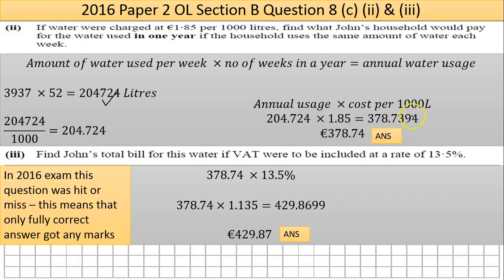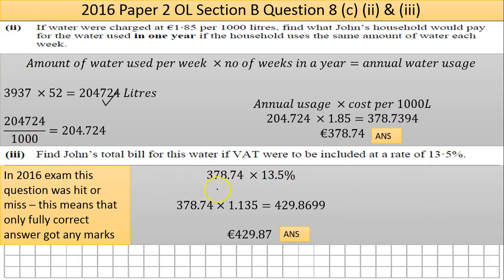And they wanted it rounded to the nearest cent, okay, which would be 378.74, because the 9 is greater than 5. The previous number goes up by 1. So that's part 2. Part 3 now, find John's total bill for this water if VAT would have been included at a rate of 13.5%.